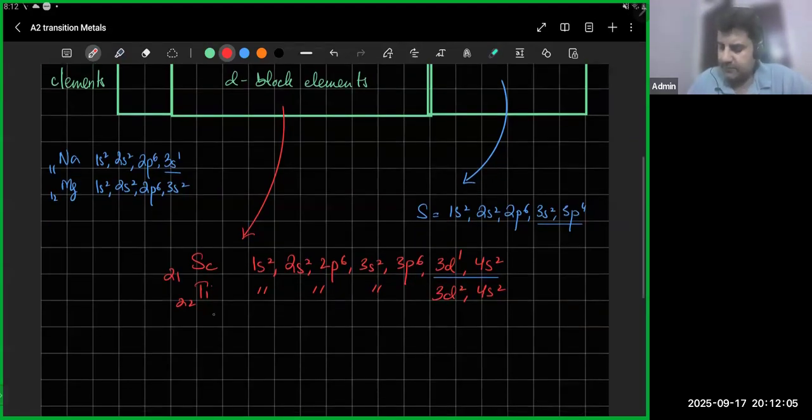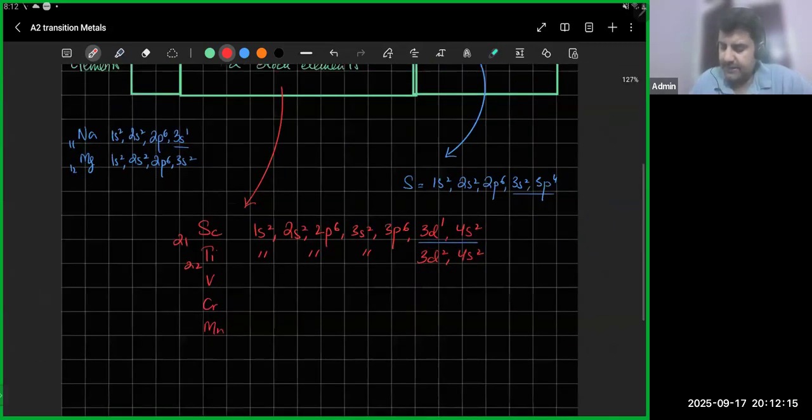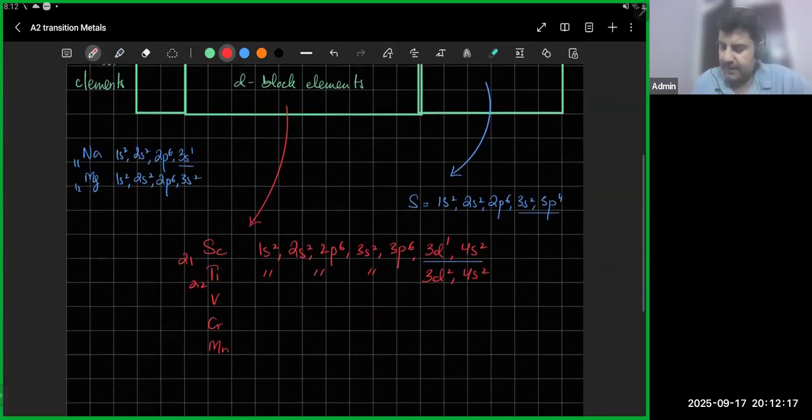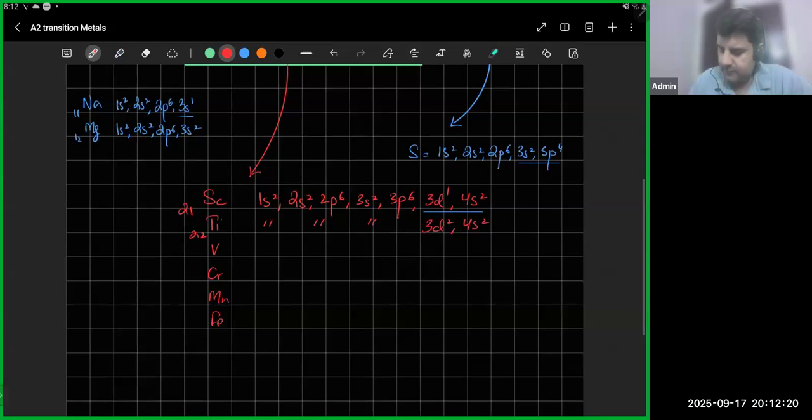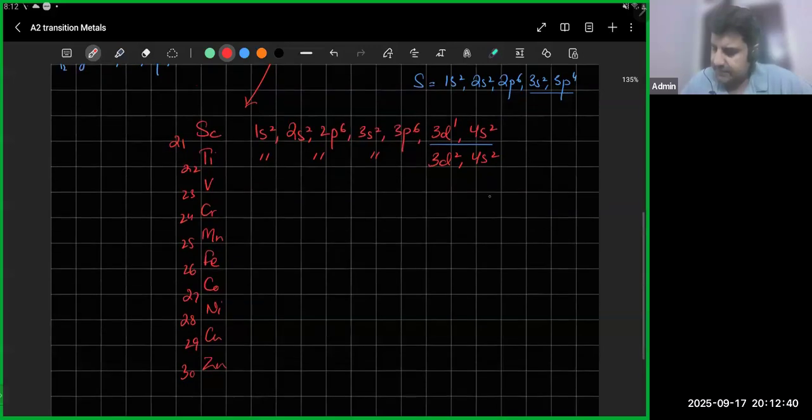And this continues. So titanium, vanadium, you've got chromium, manganese. Okay, I'm going to write the electronic configuration of all of them. After manganese, what was next? Iron, cobalt, nickel, copper, and then finally you have zinc. So 23, 24, 25, and 30.